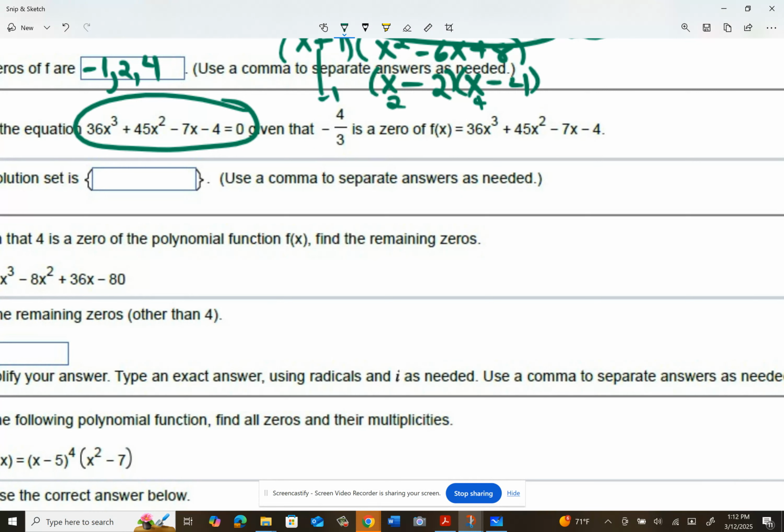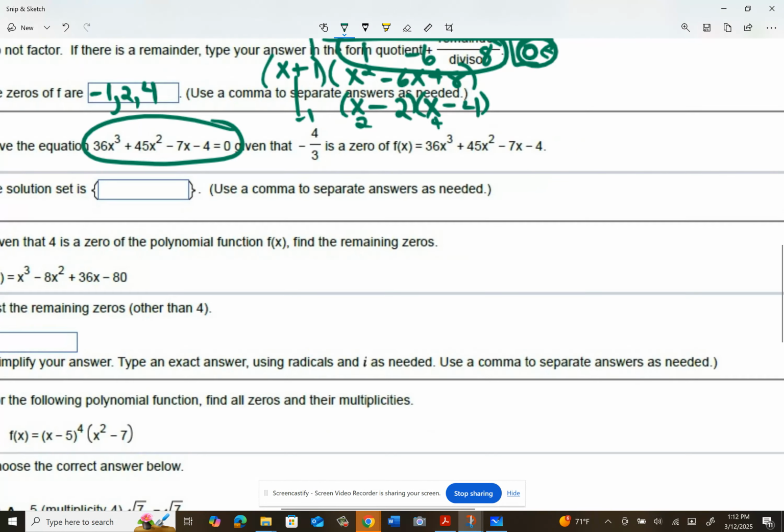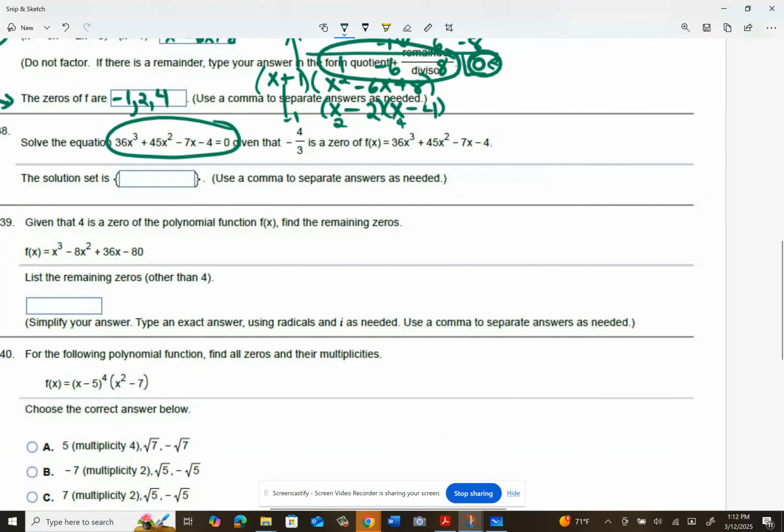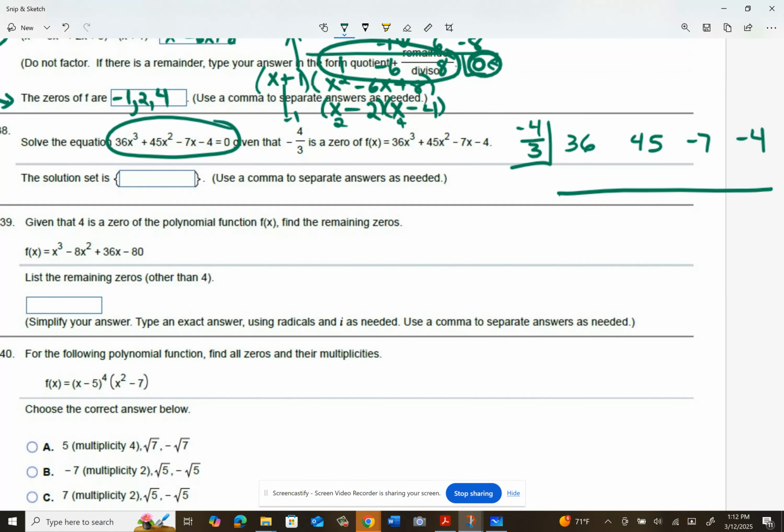So here's what I'm going to do. I'm going to put the -4/3. Let me make that a little smaller so I have room to show my work over here to the side. The 0 is what goes in the box, -4/3. Then I'm going to put my coefficients, 36, 45, -7, and -4. Okay, leave a space, draw your line. Bring down the first one.